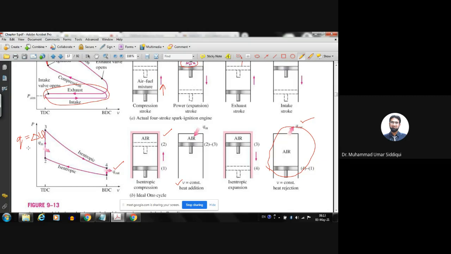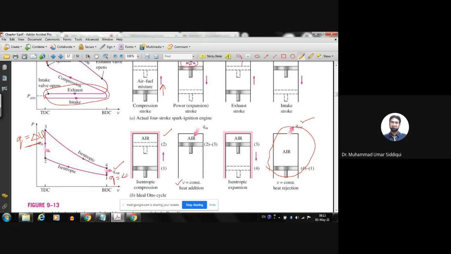So this is basically what we studied in chapter number 4. This is the formula from chapter number 4. So we're going to apply it here between state point 2 and 3. The other thing is that here again it's a constant volume, but this is heat rejection. So how much will be the Q?